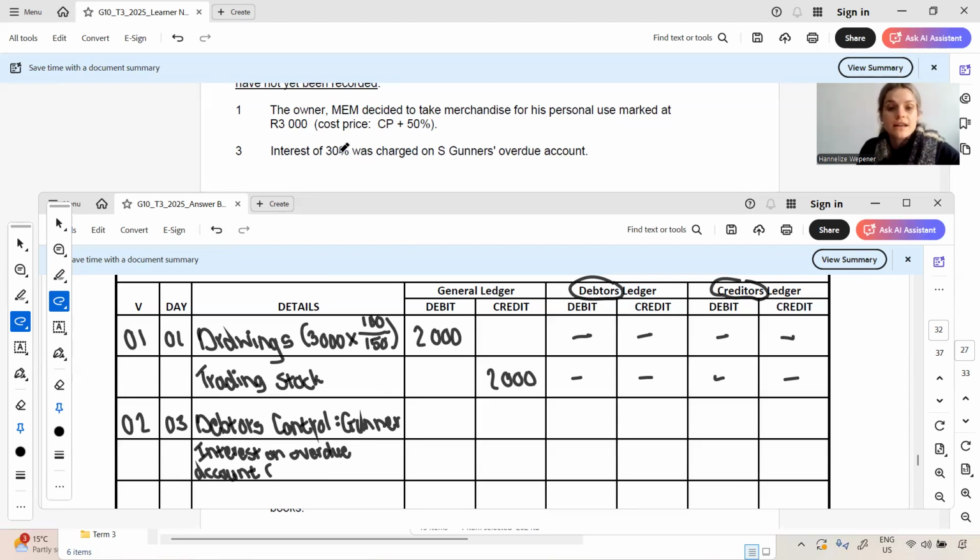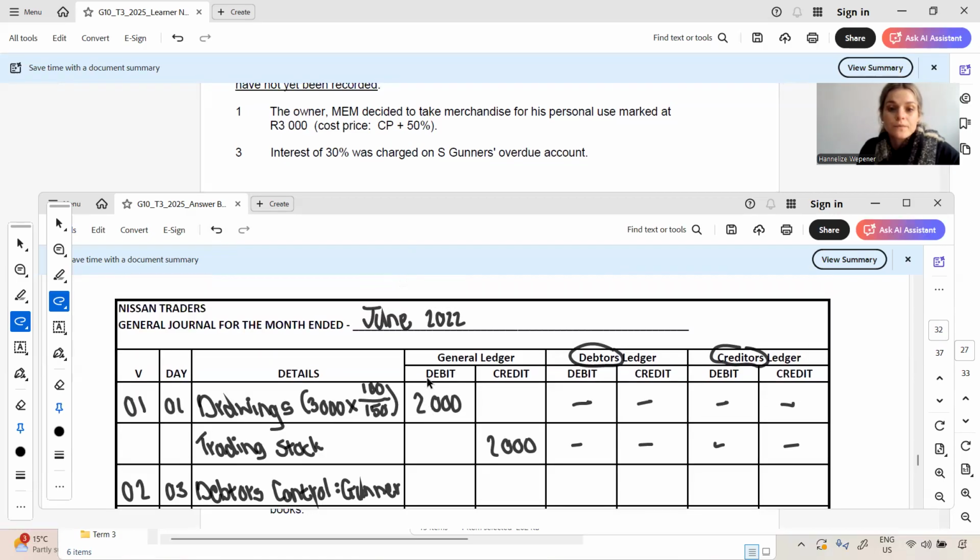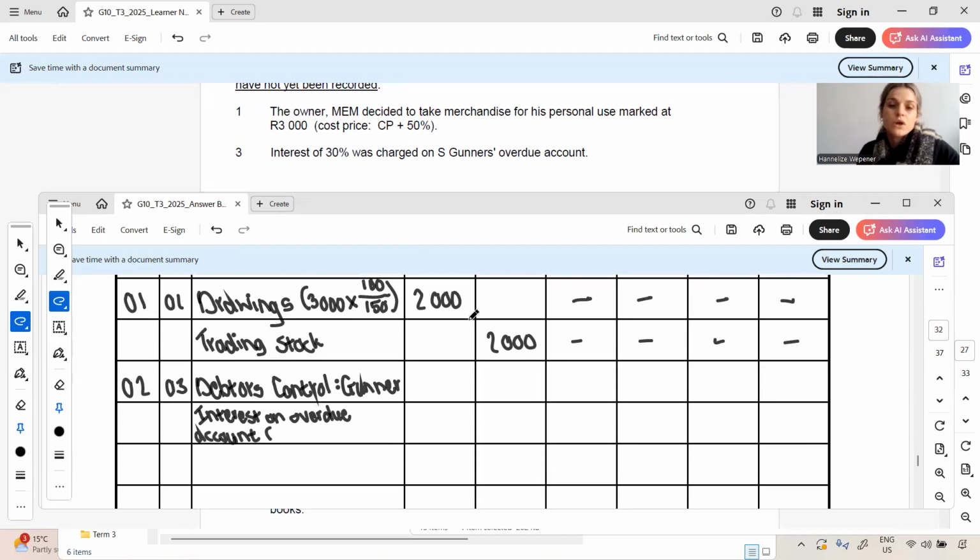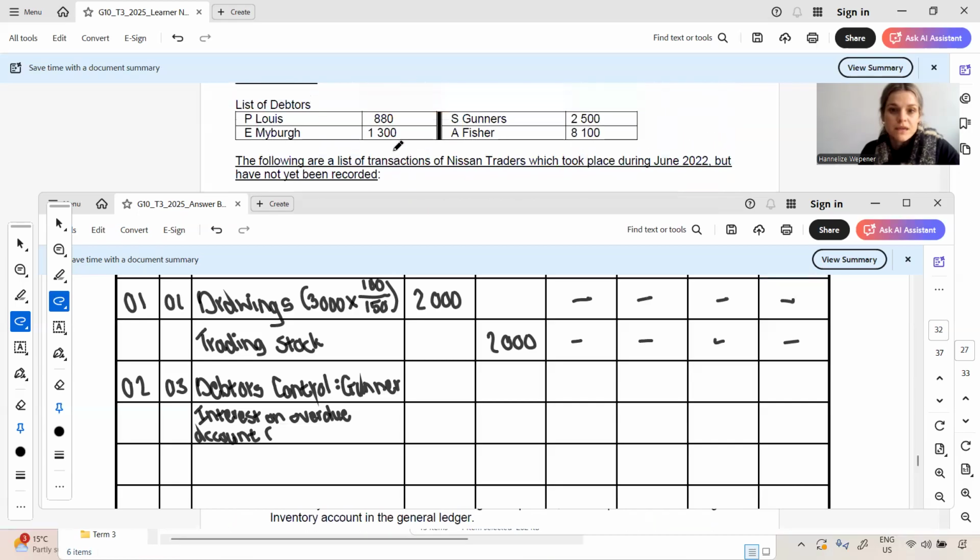So we are now doing this for June 2022. They didn't say that his account has been outstanding, or overdue, for longer than this month. Therefore, we are only going to charge his account with 30% interest per annum for only 1 month. So let's go to the information.